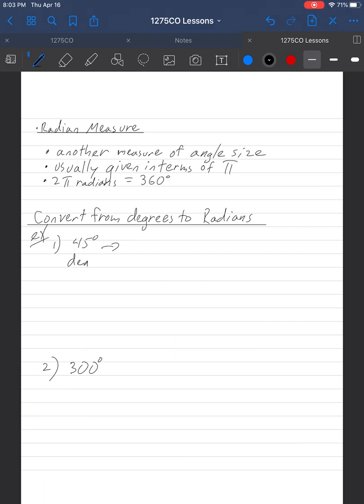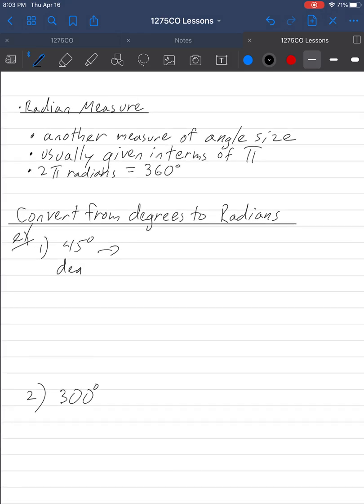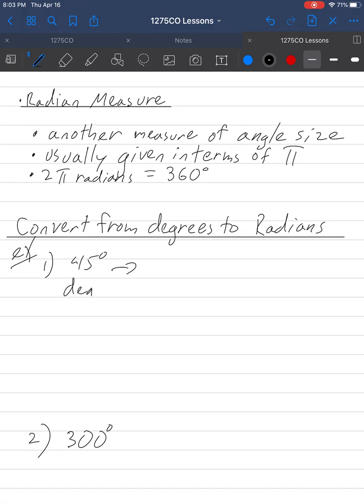So let's talk about radian measure, because radian measure is a measure of angle size. Same way that degrees measures an angle size, radians also measures an angle size. Right? And radians are usually given in terms of pi, with pi attached to it. It doesn't have to be. You can see radians in whole numbers or decimal numbers, but most of the time they will be given in terms of pi. And you kind of treat pi as a variable in that sense.